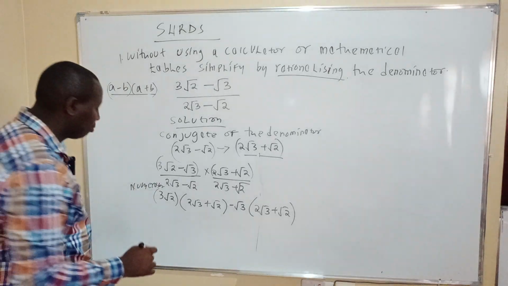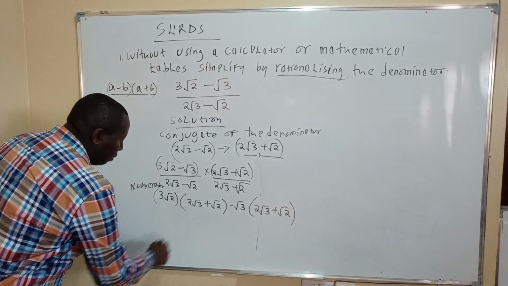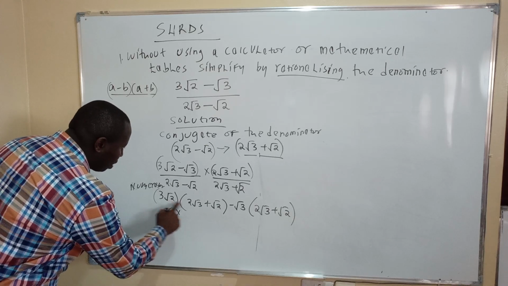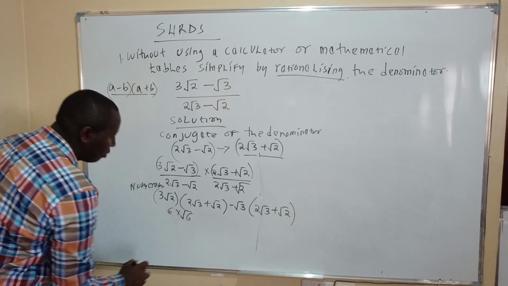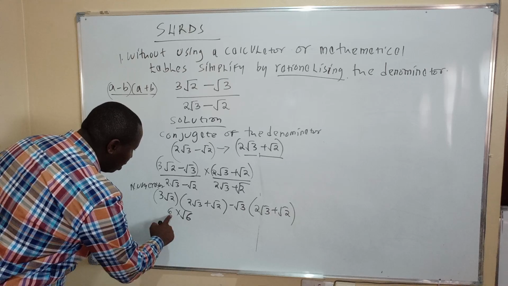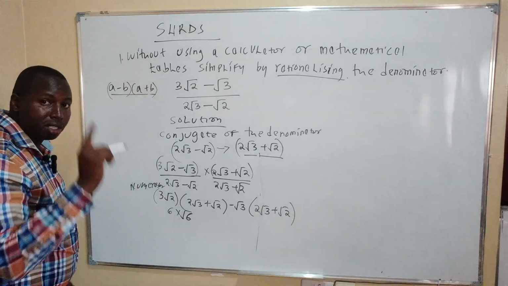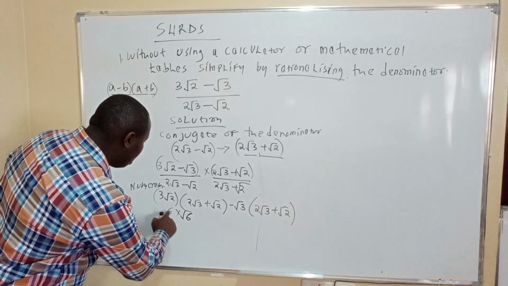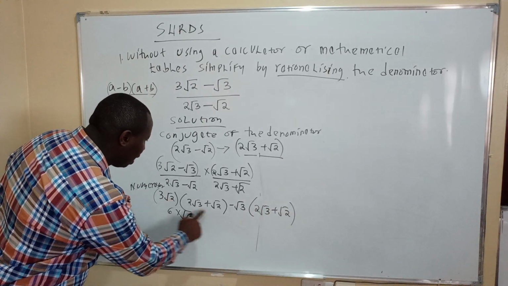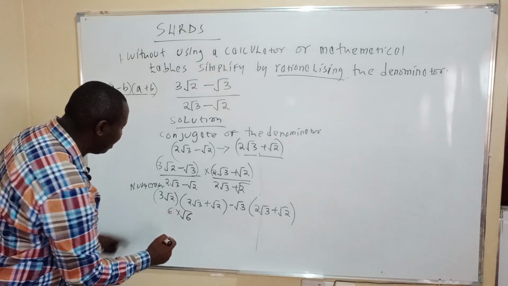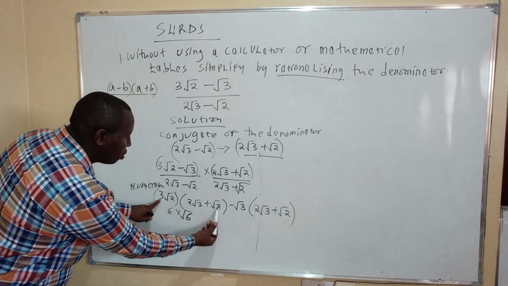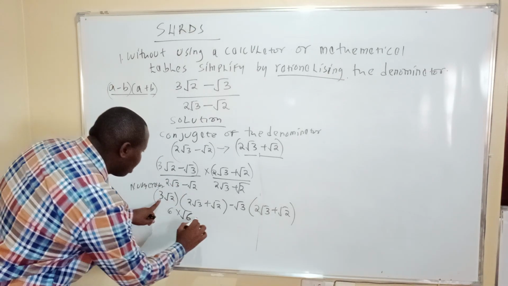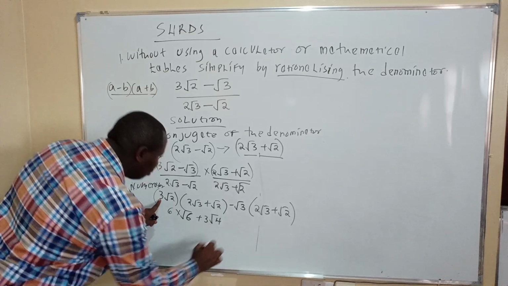Now, 3 root 2 times 2 root 3. You take 3 times 2, that is 6. Root 2 times root 3 is root 6. So the first one, you get 6 root 6. Go to the next. 3 root 2 times root 2. Root 2 times root 2 is root 4. So you get plus 3 root 4.